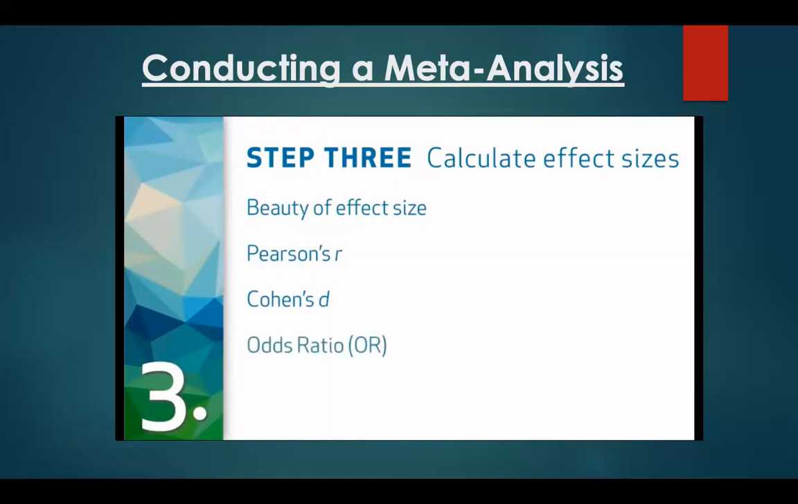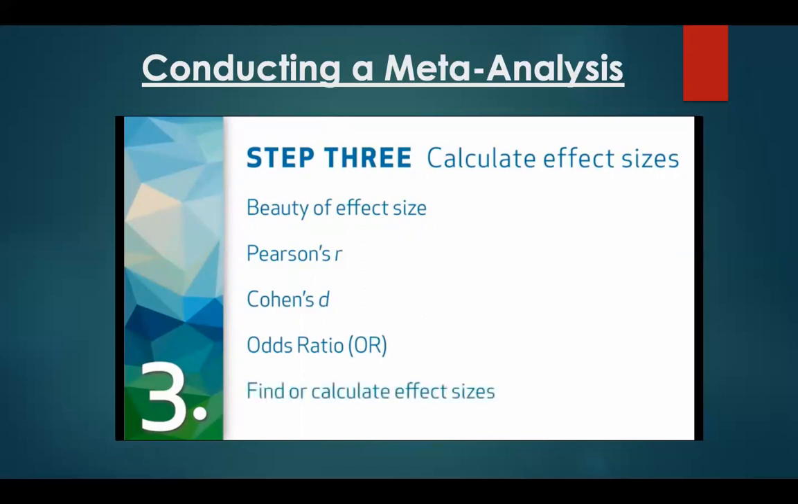Next up, we have odds ratio, or OR, another standardized effect size measurement. The OR is the ratio of the odds, or the probability, of an event occurring in one group compared to another group. This measurement is less common than both Pearson's r and Cohen's d. That's probably why the inventor didn't attach his or her name to it.